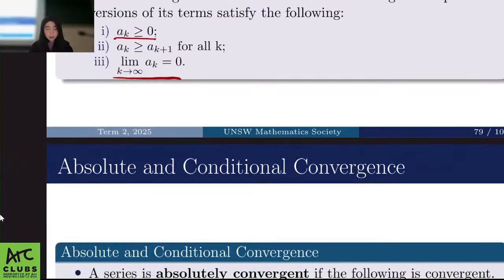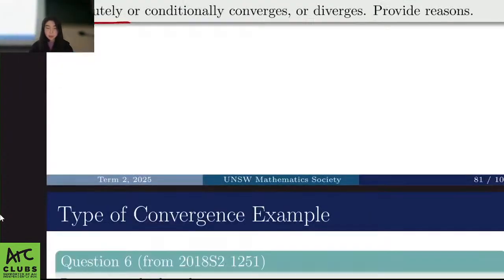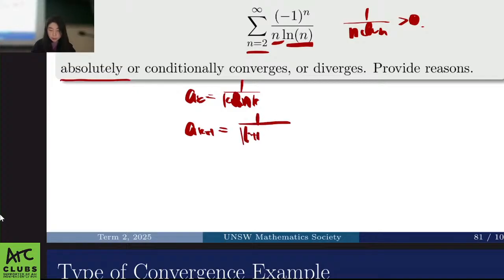Then we want to look at whether a_k is always greater than or equal to a_(k+1). Let's write out a_k and a_(k+1). a_k is given by 1 over k ln k, and a_(k+1) is given by 1 over (k+1) ln(k+1).